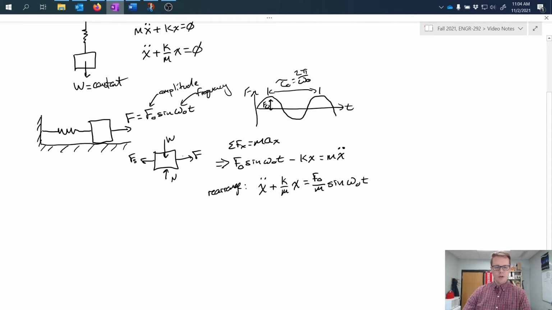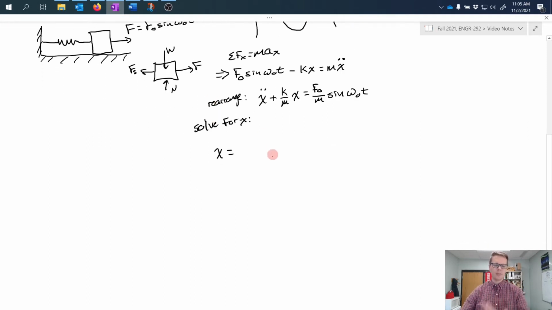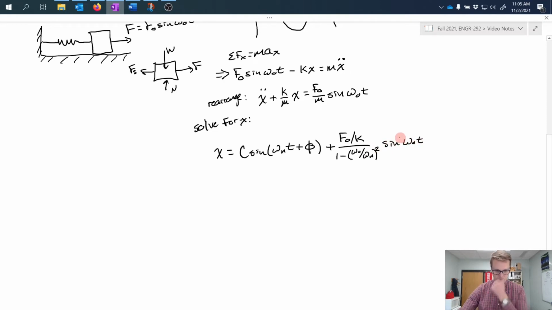So if we were to solve for x from this equation, we would get something of the form, and again, I'm not going to go through the derivation of the solution because we're not well versed at this point in differential equations, but I'm going to get a solution of a form that looks like this. And this solution contains kind of two main parts.